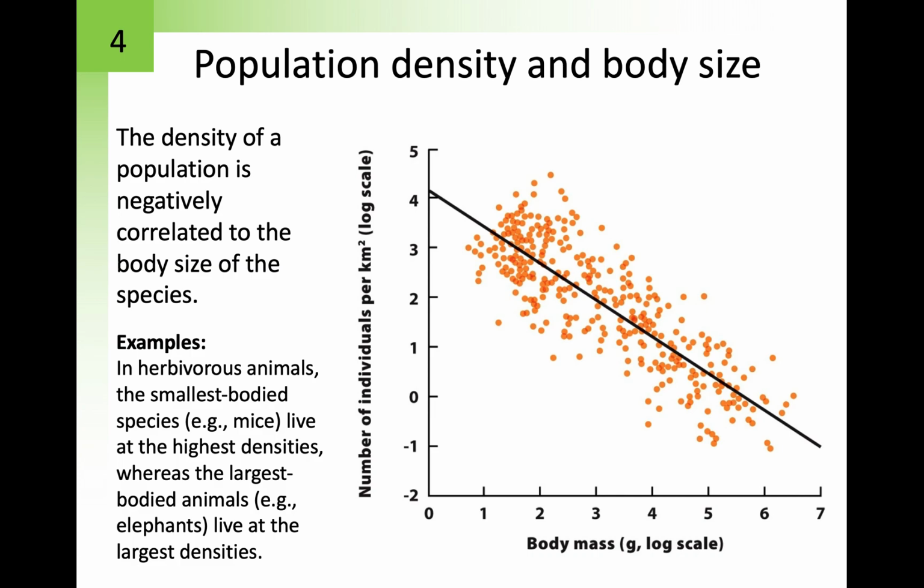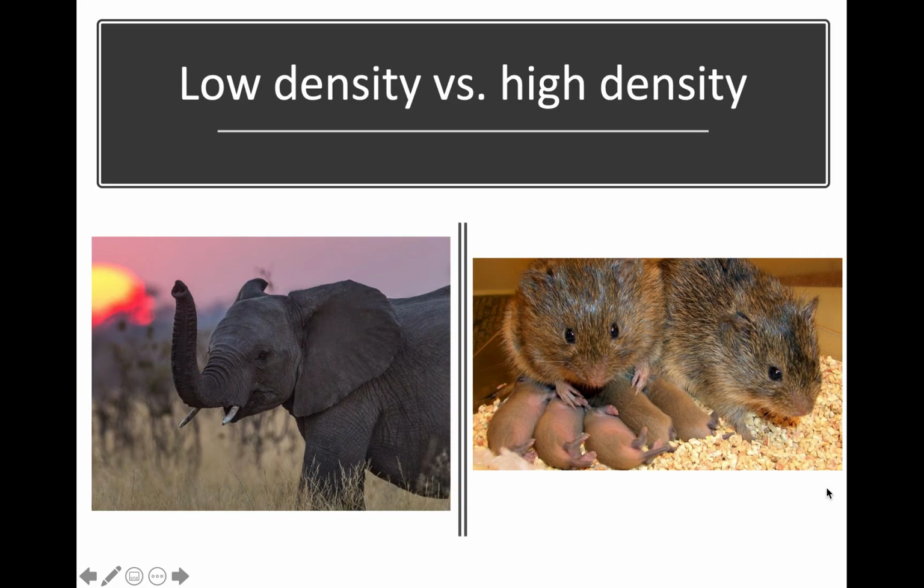Now, as a general rule, there is an inverse relationship between population density and body size, meaning that population density is going to be lower for larger organisms, and it's going to be the largest for very small organisms, something like mice. So here's a graph showing you that as the number of individuals per kilometer squared goes down, body mass goes up. So, for example, you would have fewer elephants per square kilometer than you might have whatever this cute little rodent is.